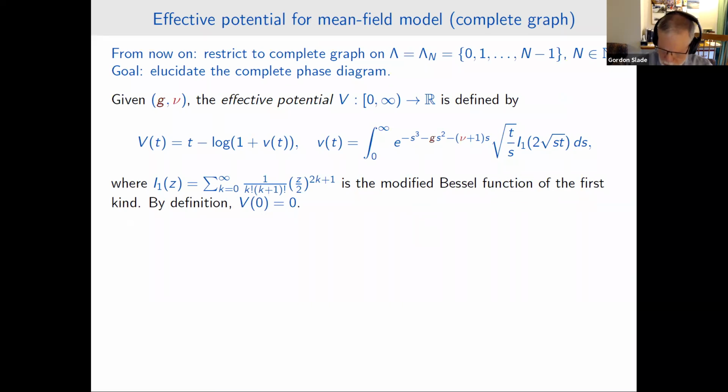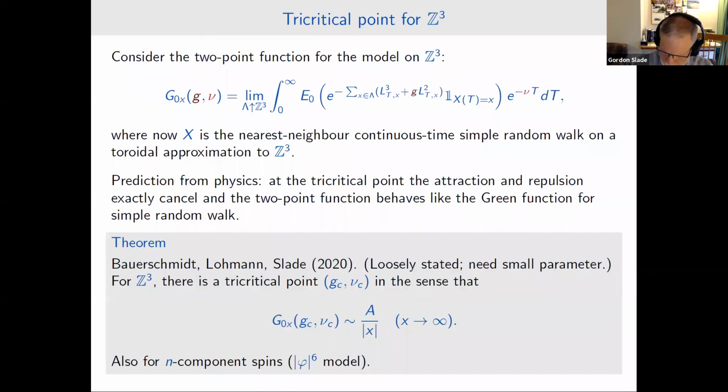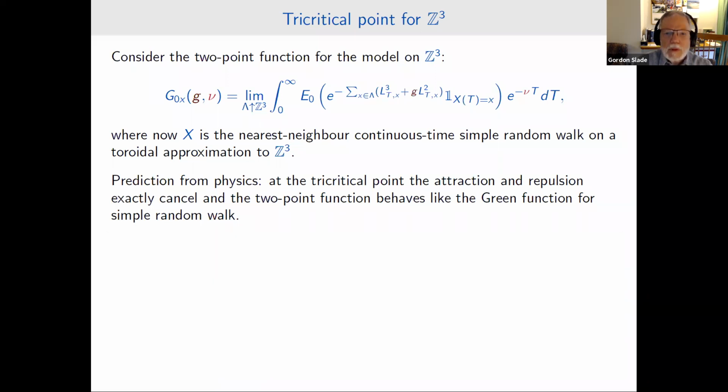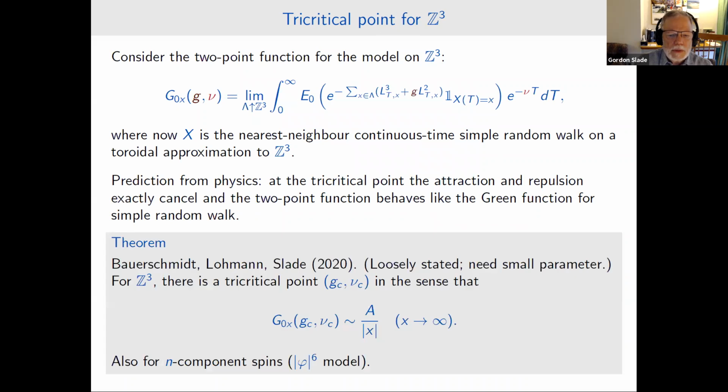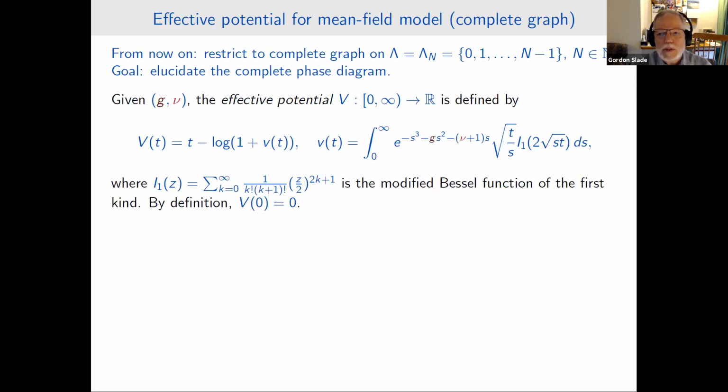So I'm going to switch now to the mean field model. So we're on the complete graph, and it will be for the rest of the talk. So lambda, the vertex set, I'll just take to have n points in it. I'll call them 0, 1, up to n minus 1. And of course, we're interested in letting n go to infinity eventually.